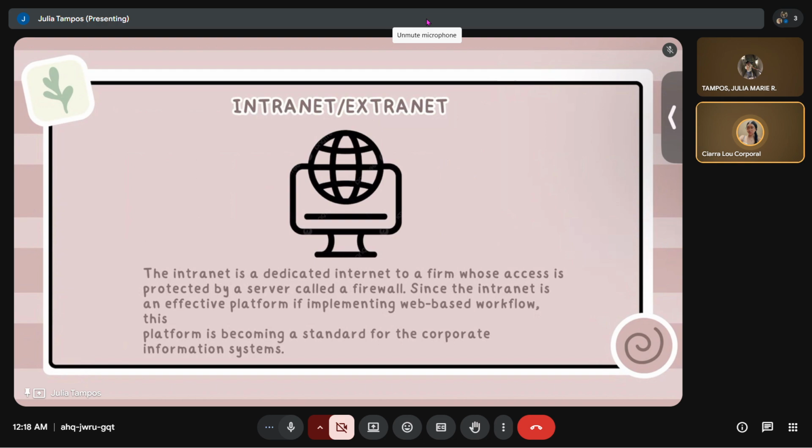Lastly, we have the intranet or extranet. An intranet is a private network used within a company, while an extranet allows limited access to outsiders like suppliers or customers. Both are protected by security systems such as firewalls. For example, employees use the company intranet to check schedules or submit reports. Suppliers may use the extranet to check order status or delivery dates.